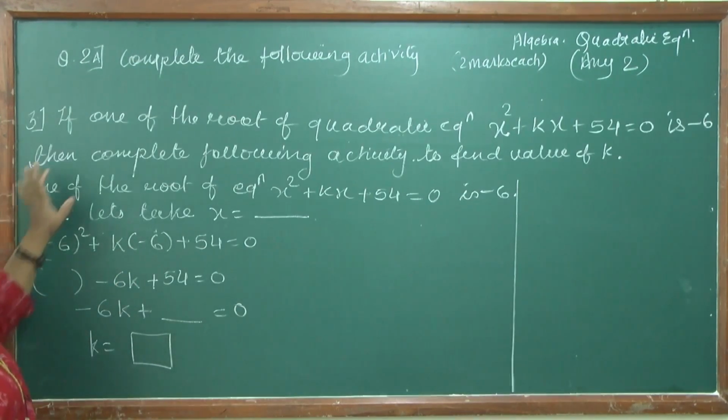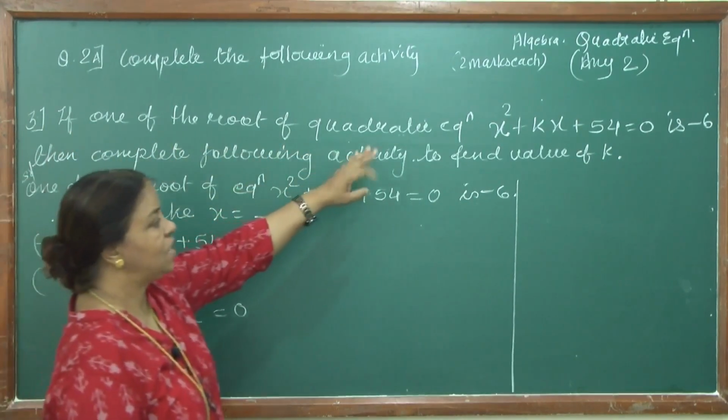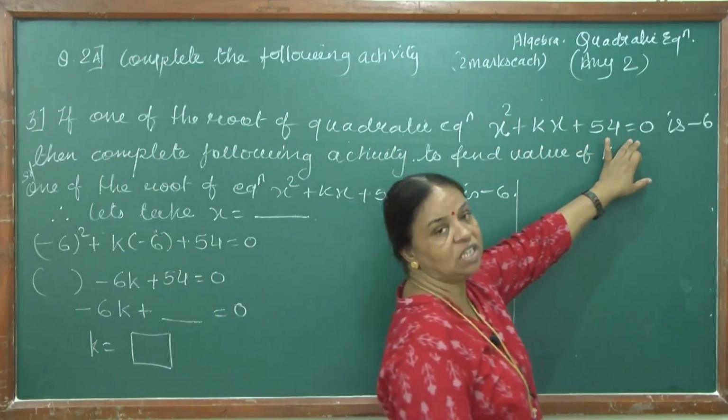Third activity. If one of the roots of the quadratic equation x square plus kx plus 54 is 0.